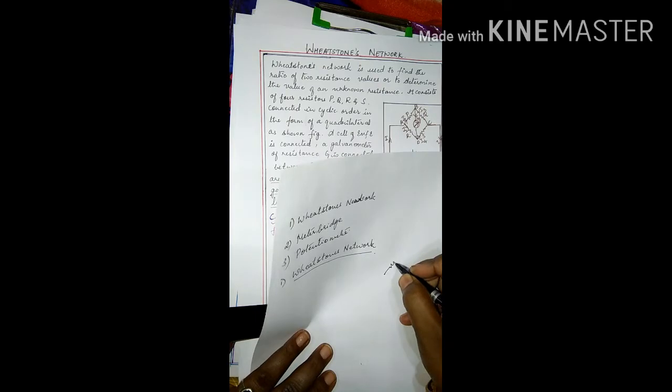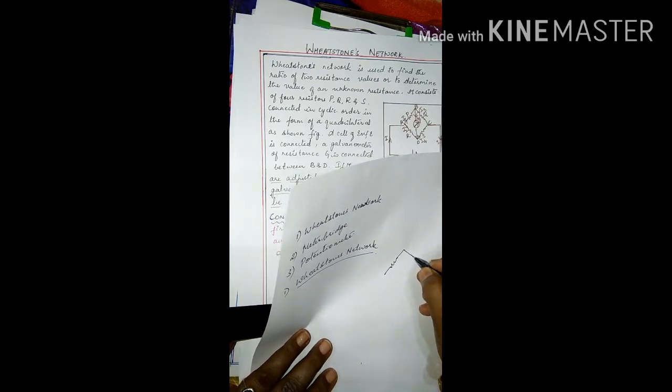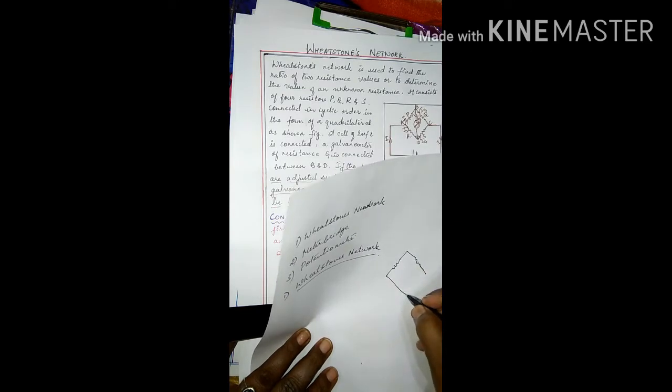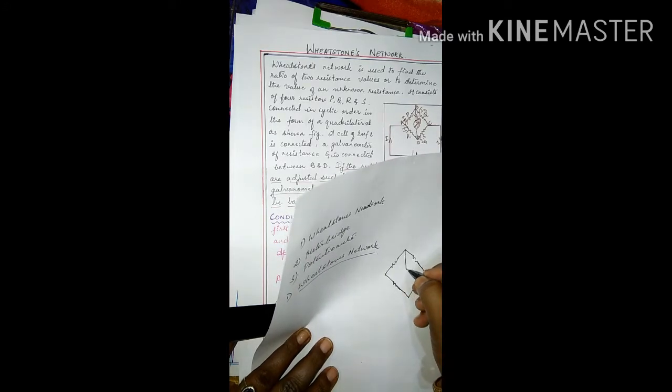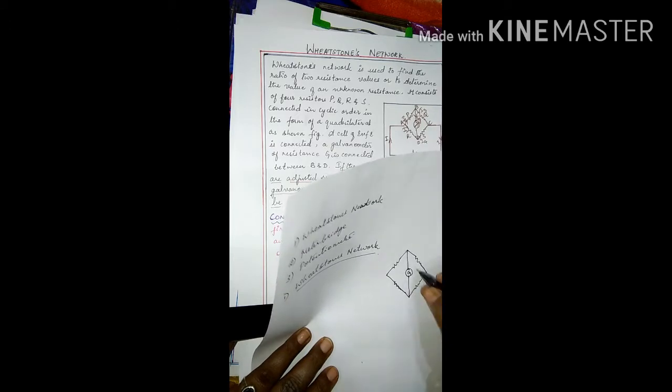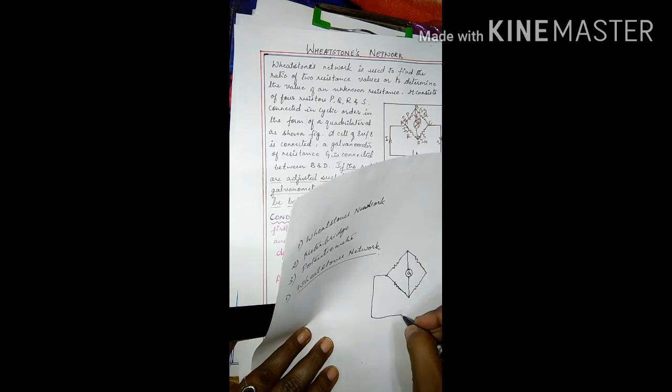There are 4 resistances. One more here, another here. So in a rhombus there will be 4 resistors. At the center there will be a galvanometer connected. So in this way, and it is connected to a battery here, or the cell of EMF E.